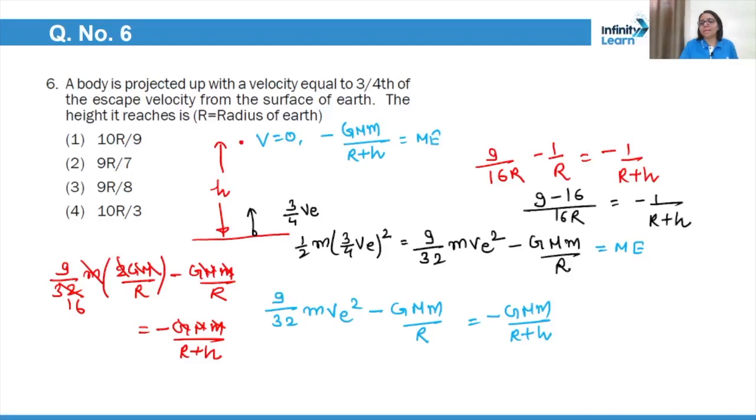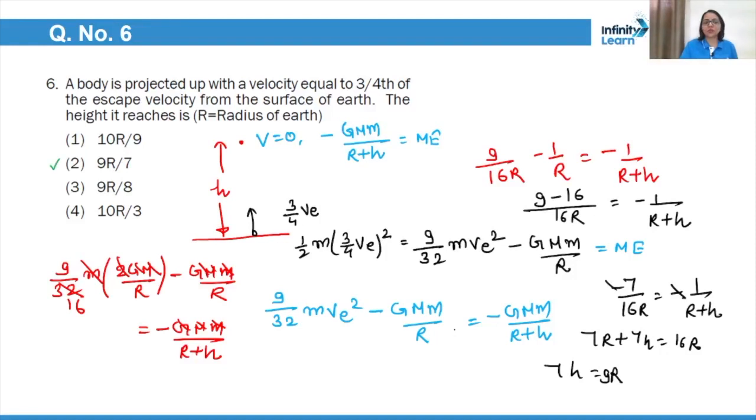So this will be minus 7 upon 16r is equal to minus 1 upon r plus h. Cancel the minus sign. So we have 7r plus 7h is equal to 16r, and 7h will be 9r. So h will be 9r upon 7, which is option 2.